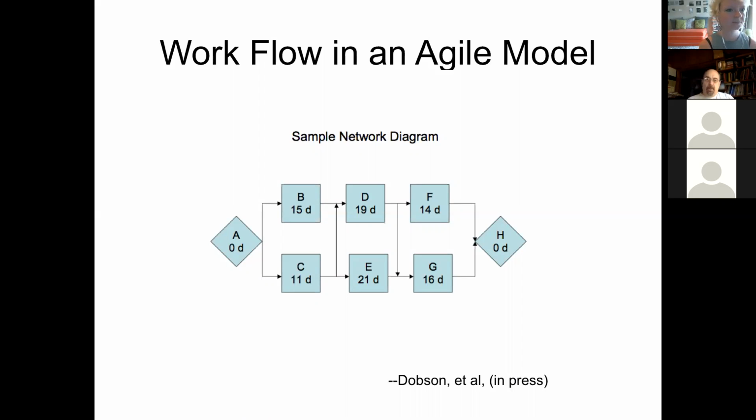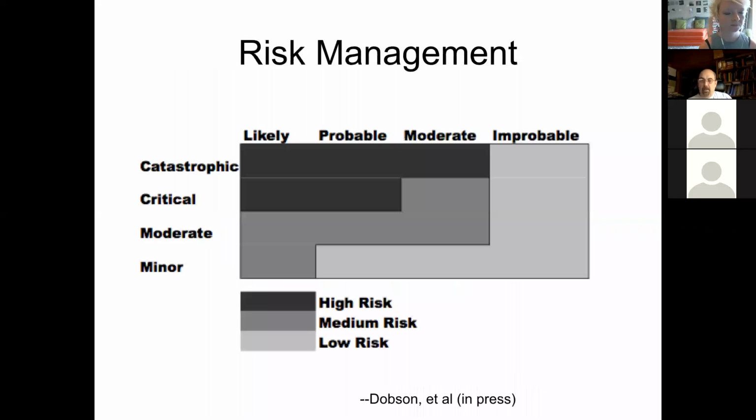So let's talk a little bit more about how risk management works. Once again, the point here is that risk management is the thing that really drives the discussion of project management. This is one way of thinking about risks. You can categorize risks as catastrophic, critical, moderate, minor. You can also categorize each kind of risk as high, medium, or low.